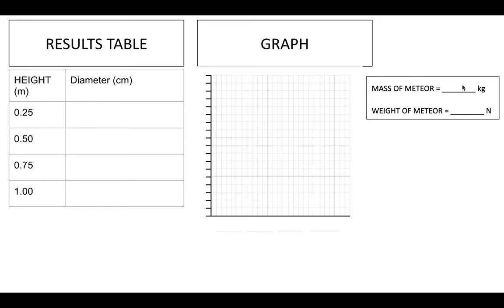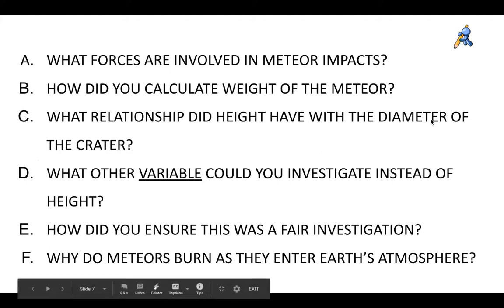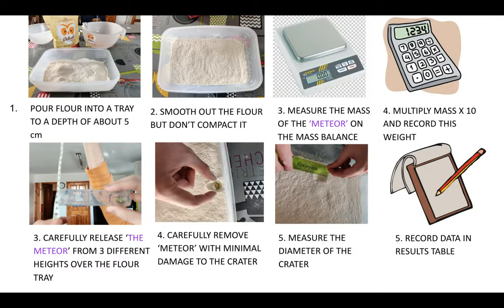The mass of the meteor then is the measurement of the ball that you got, and the weight is worked out by multiplying that value by 10. Then you should get a value and you should be able to answer these questions, parts A to F. So your work today is going to be as follows. I want you to do the experiment, and I want to see that this experiment is written up in full. Remember, I gave you a sample experiment right up at the start of the year.